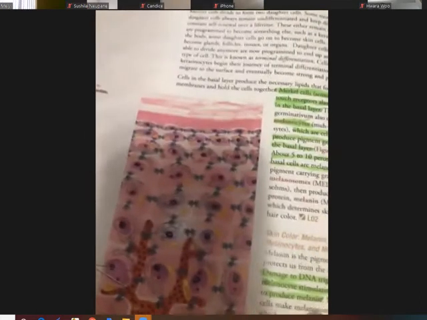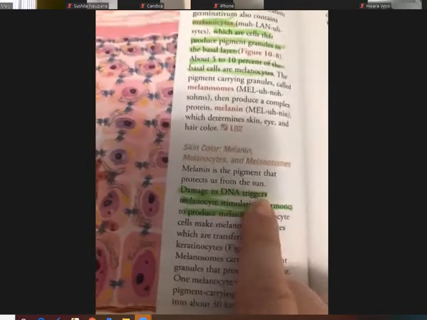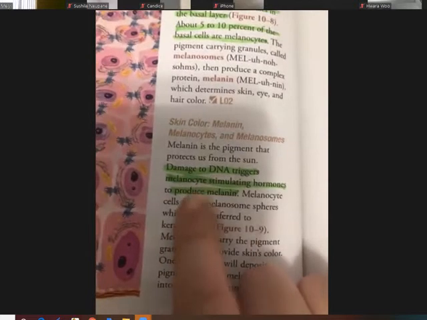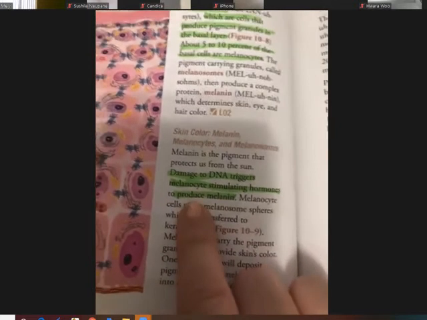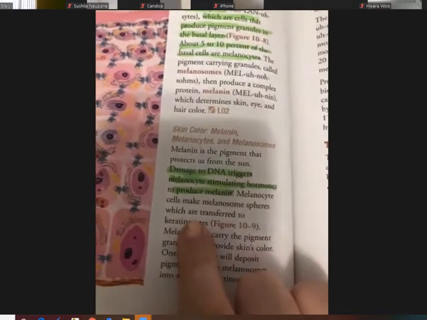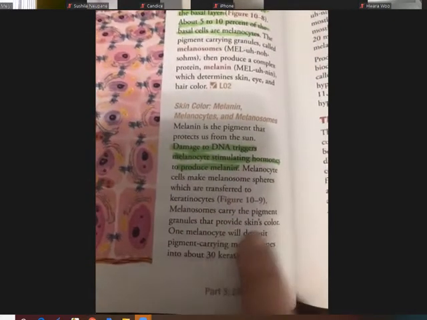Okay, so melanin is the pigment that protects us from the sun. So that's why if too much sunlight, it can damage the DNA that is in our nuclei in the cells. So melanosomes carry the pigment granules and provide the skin color.